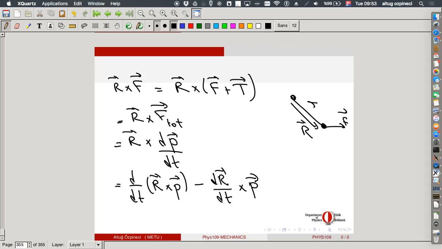But now this dr by dt is nothing but the velocity of my object. And p is the momentum of my object. If the velocity of my object is in this direction, then the momentum of my object is also in the same direction. Agreed? So this is the velocity, this is the momentum. They are in the same direction, these two vectors. So the angle between the two is 0 degrees. So that cross product is 0.